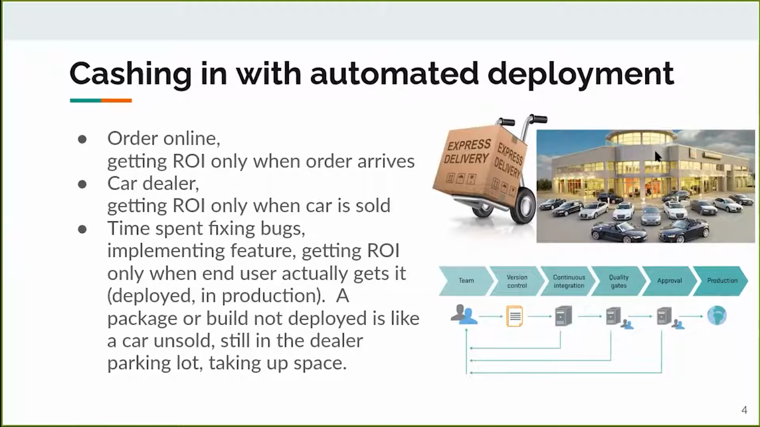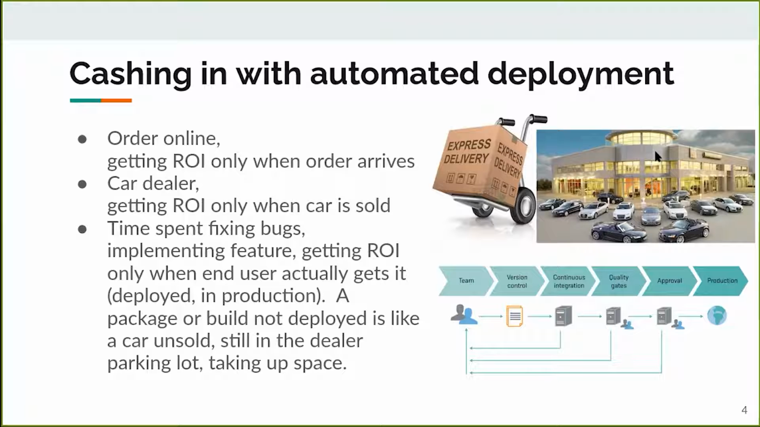When you order online, you are really getting the worth of your money only when your order arrives. If you are a car dealer, you are getting back your money only when your car is sold. So all the time and energy spent fixing bugs and implementing features, you as a developer only get back this return on investment when your end user actually can use it, which means it is deployed in production.